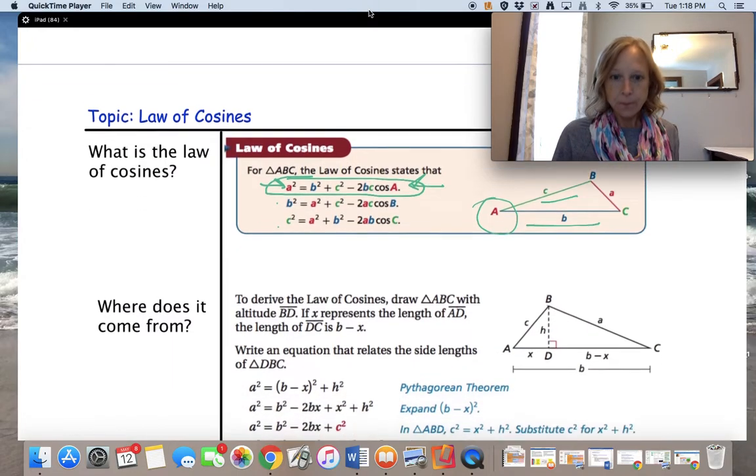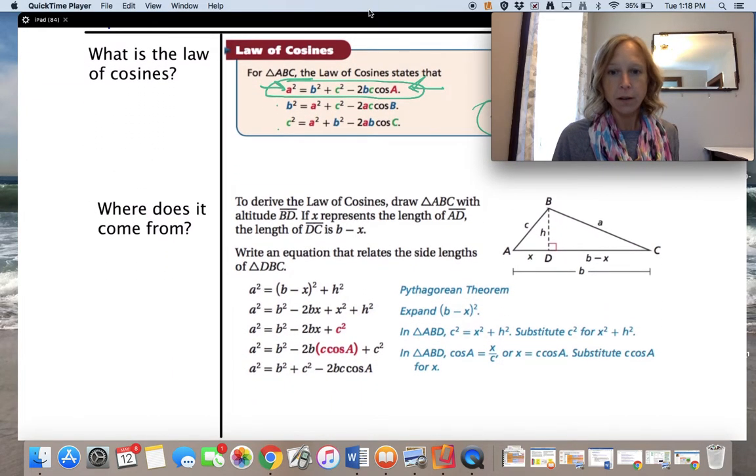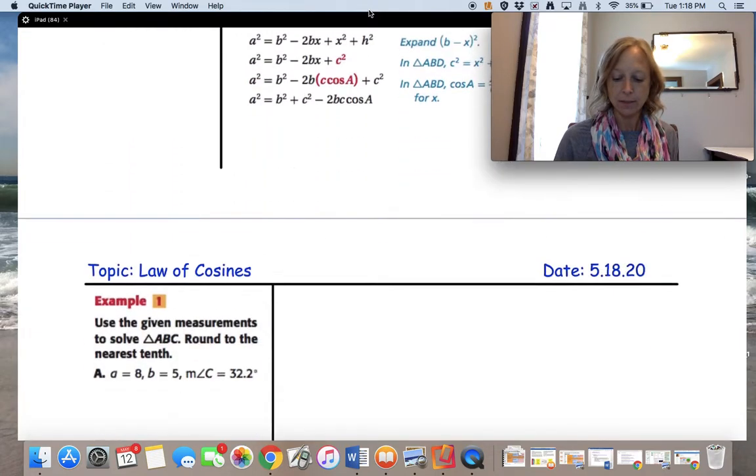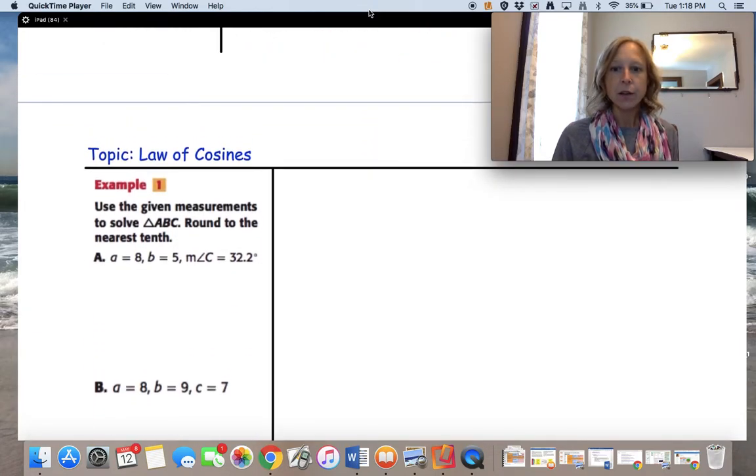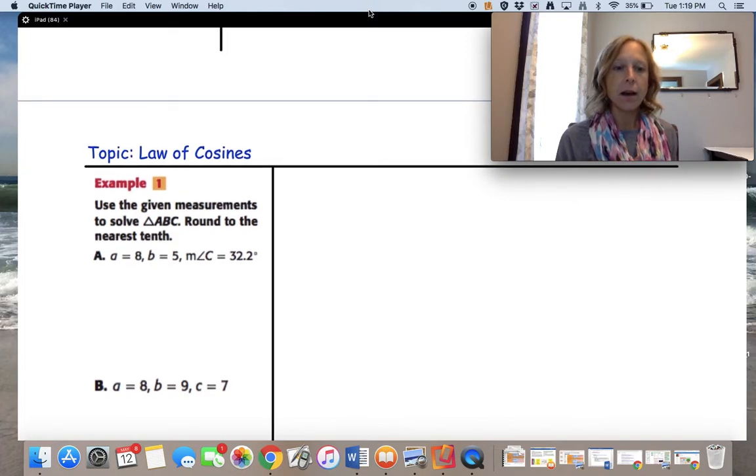Where does it come from? There is a proof here of the law of cosines, so this isn't math magic, and it comes primarily from the Pythagorean theorem. So if you would like to pause the video and read through this proof, go ahead, but I'm going to keep going and practice using this law of cosines. So we're just going to get started with trying a couple of them together.